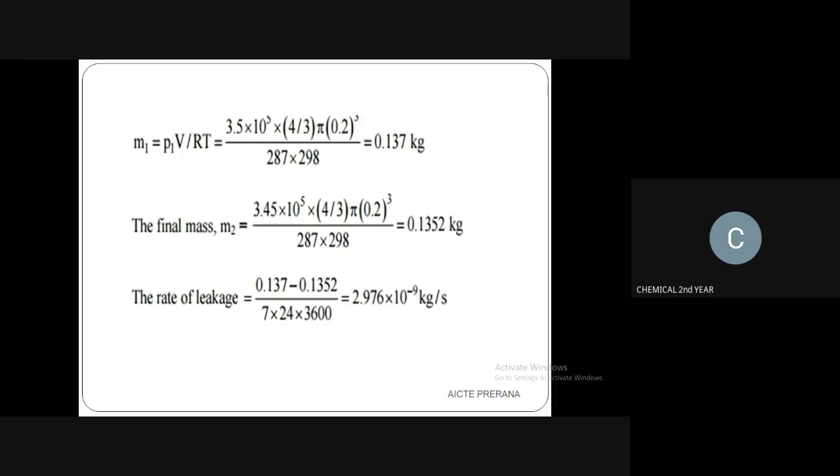For finding that leakage, it is the initial mass minus the final mass, divided by the time. They have given 7 days, so 7 into 24 into 3600 seconds. This is the conversion to seconds for 7 days: 24 hours and 3600 seconds. You will get the answer as 2.976 into 10 to the power minus 9 kg per second. This is the rate of leakage.